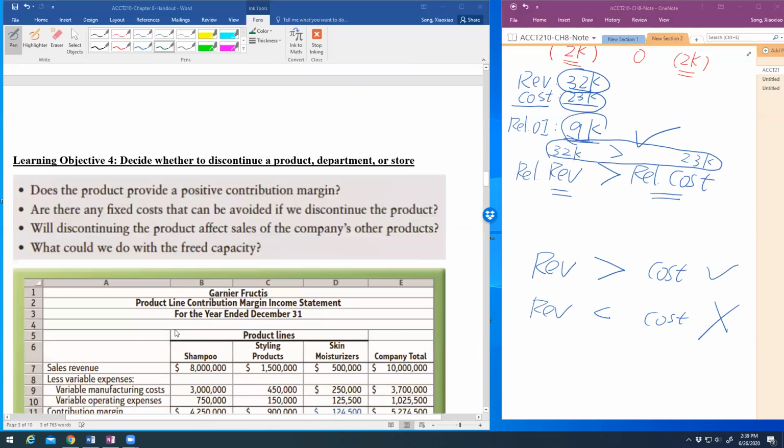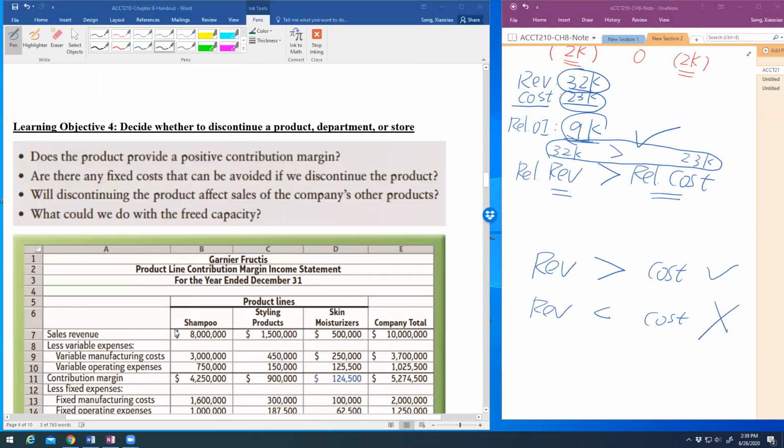Okay, in this video, we talk about the second scenario. I hope you feel a little bit more comfortable with the concept of being relevant. So let's look at the second scenario, whether we should discontinue a product, or department, or a store. If you have different product departments, some may not earn money, some may earn money, so we want to discontinue the one that has a loss. So let's look at the scenario.